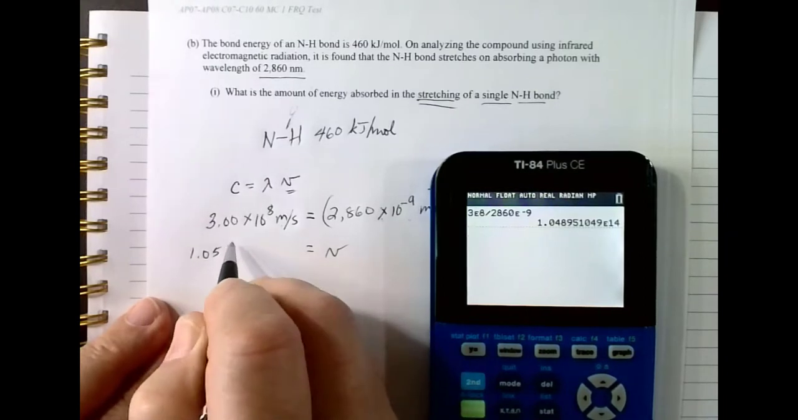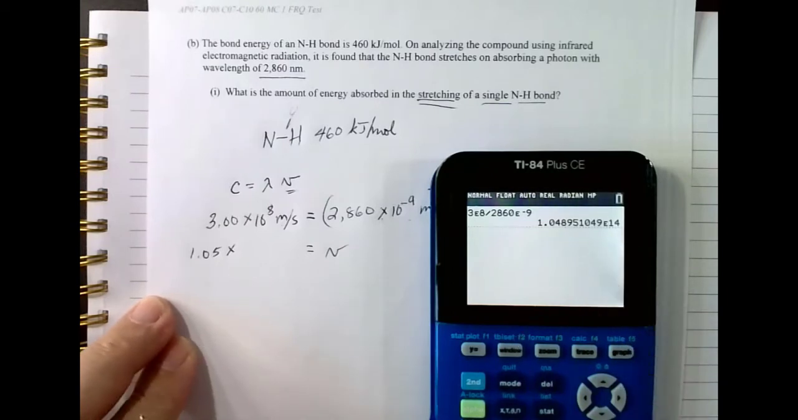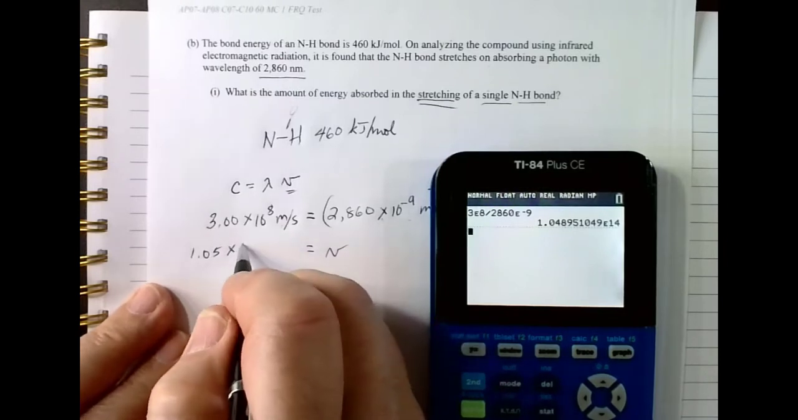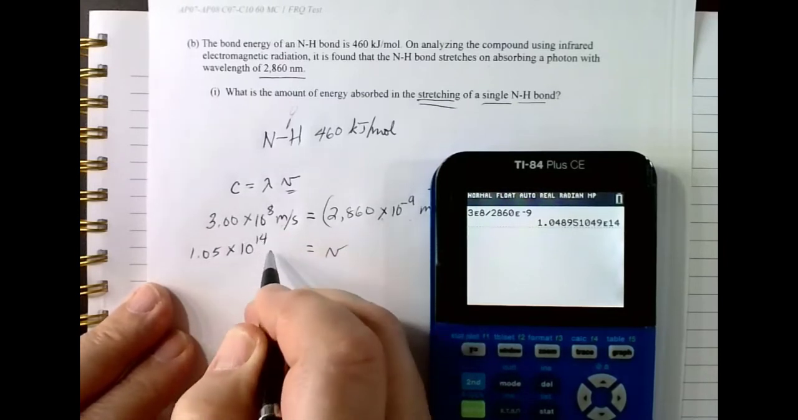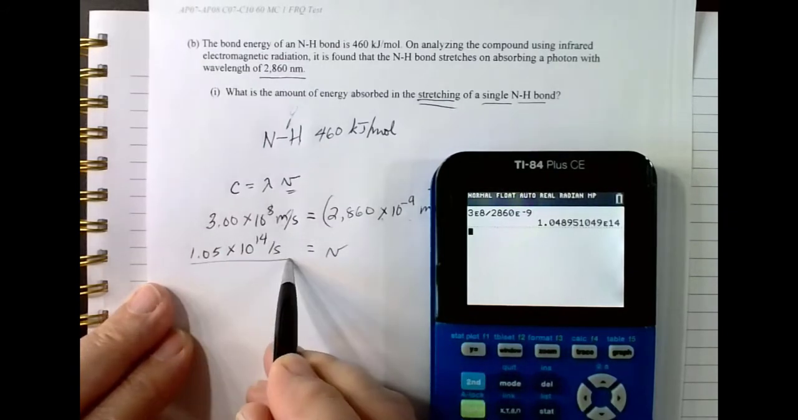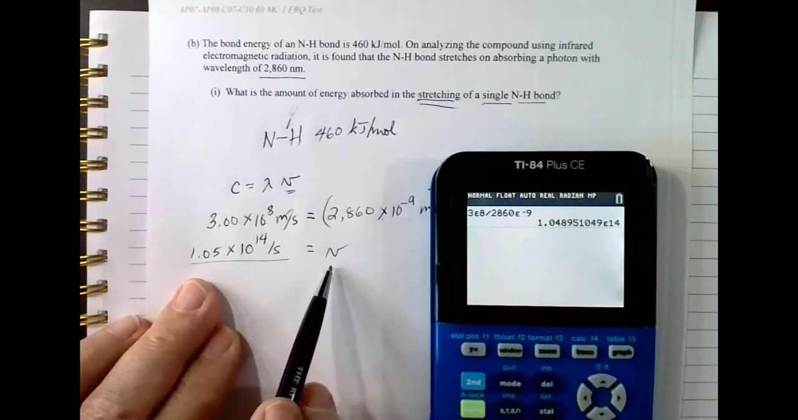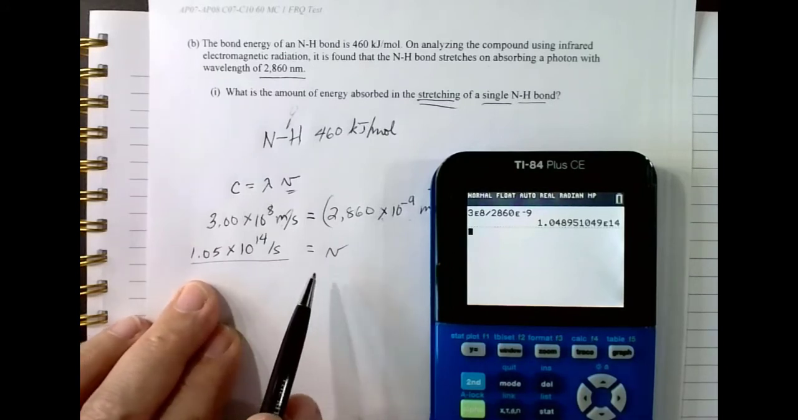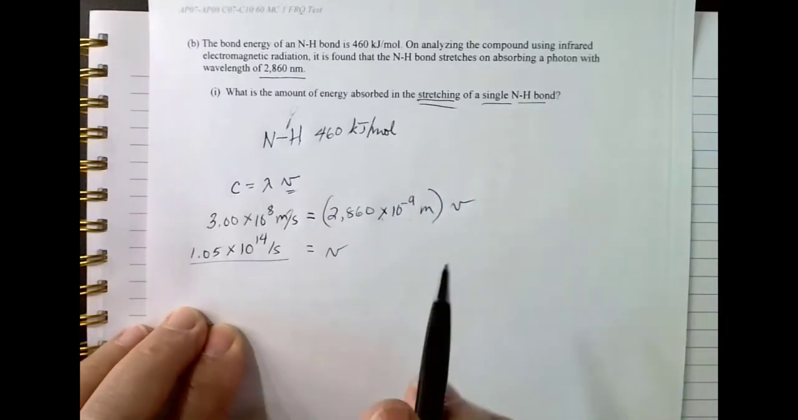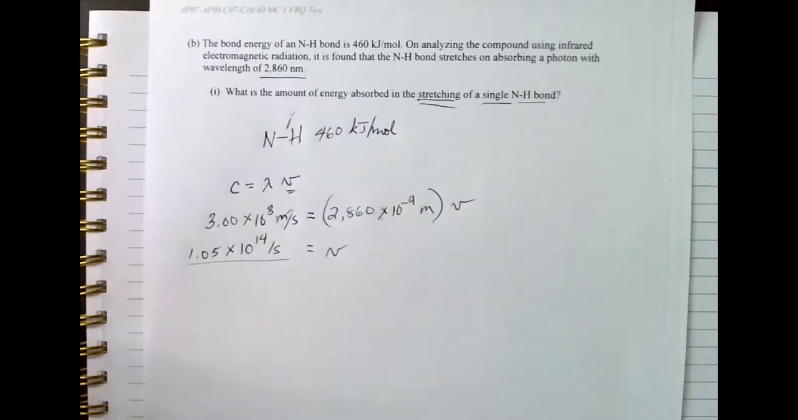Okay, frequency is 1.05. Please don't write all these numbers out. You're going to waste your time and you're going to embarrass me. So, 1.05 times 10 to the 14 per second. The meter's canceled. That's a big number. Yeah, you're going to get billions and billions of photons going by you every second. That makes sense. Okay, now next step, once we've got the frequency, we can find the energy.